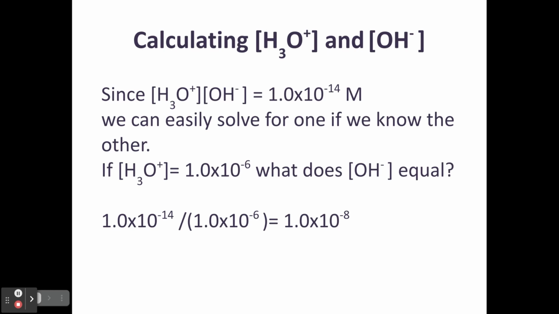One little tip: if you are just dealing with numbers that are all 1 times 10 to the something, 1 times 10 to the exponent, the exponents of your hydronium and hydroxide added together are going to equal your negative 14. If you're dealing with something other than 1, that won't always be the case.